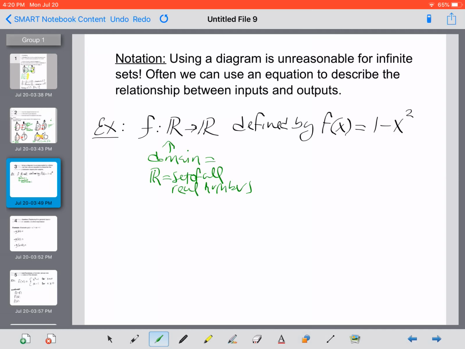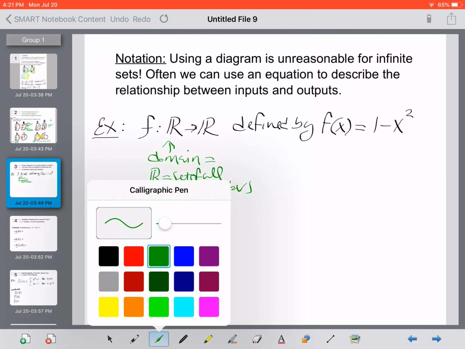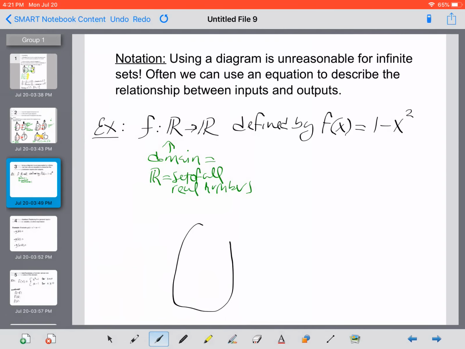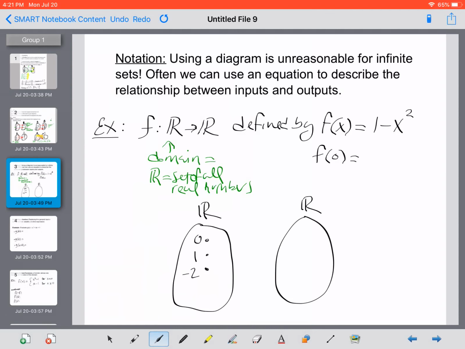All right? So if we wanted to draw a picture of something like that, we could try to get an idea by doing something like, all right, here's R, that's my domain, and here's my codomain, which is also R. Now let's think about where this function would send some key elements of the domain. Where would this function send 0? Let's think it through. F of 0 is going to be equal to 1 minus 0 squared, which is just 1 minus 0, which is 1. So this is going to end up getting mapped to the real number 1.